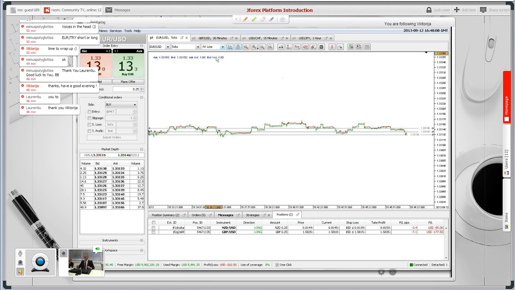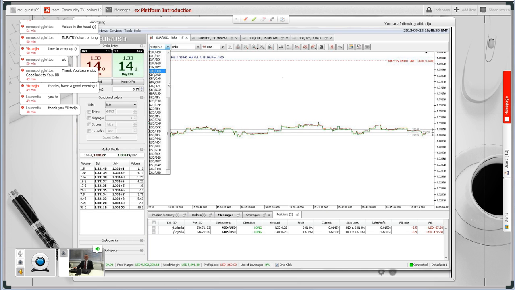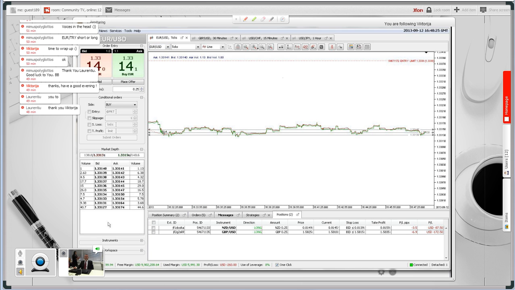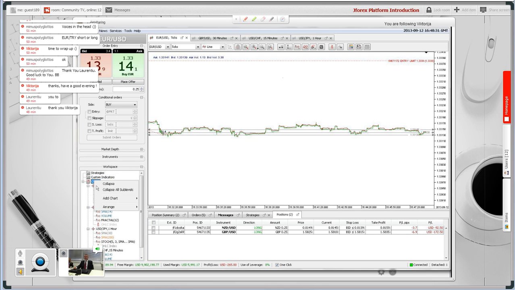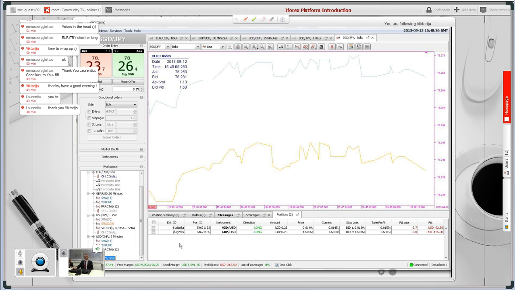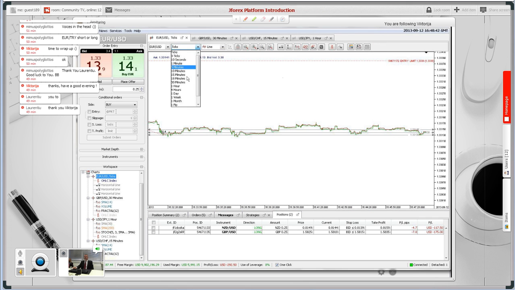Okay, so now the last elements we will see on the platform itself is what we have on top of the chart. You can select the currency pair you want directly from here, or if you are here in this workspace station charts, you can add a chart and add the chart you want. You can select the time frame. You can select the kind of presentation.